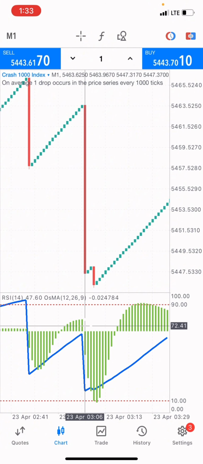Now I'm going to show you how you can do this on the Boom 1000 index. This strategy I've only tested on Crash 1000 and Boom 1000 index.